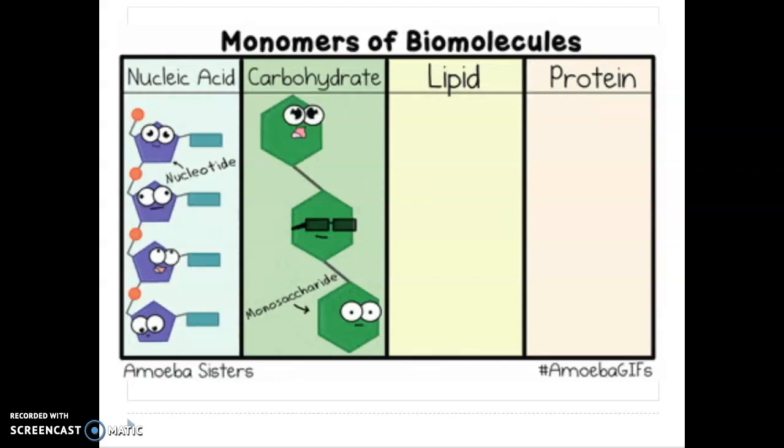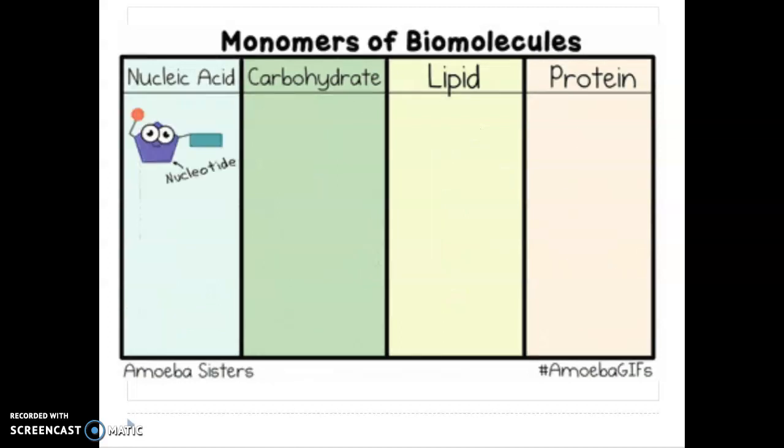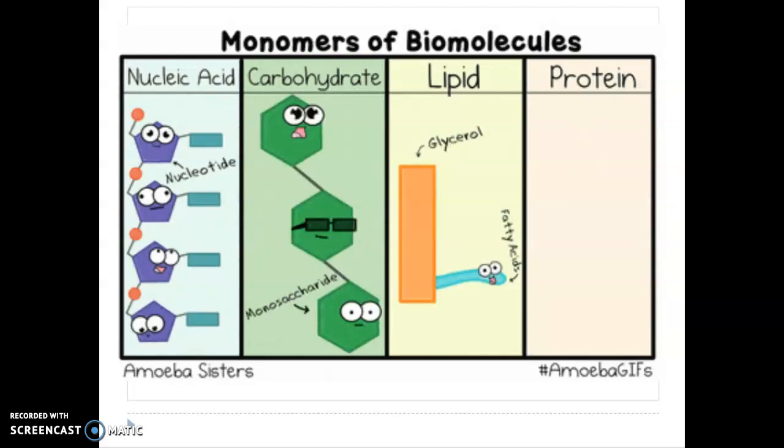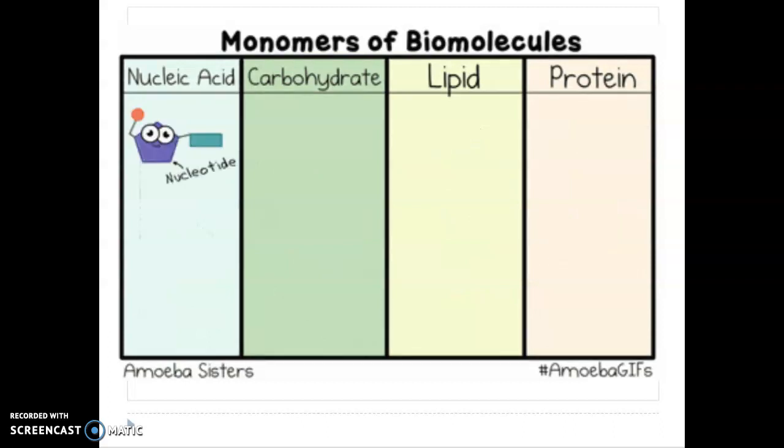So here's a quick summary of all of the biomolecules. We can look at their monomers, or their building blocks. We haven't talked about nucleic acids yet, but it's part of this animation, so we might as well talk about those. Those are built of little nucleotides. Carbohydrates are built of little monosaccharide sugars. Lipids are built of glycerols and fatty acids. And proteins, as we mentioned today, are built of amino acids.